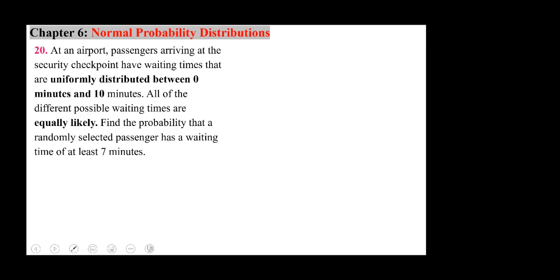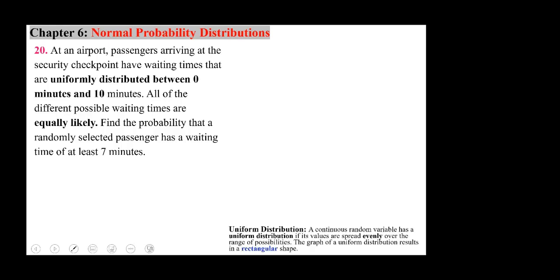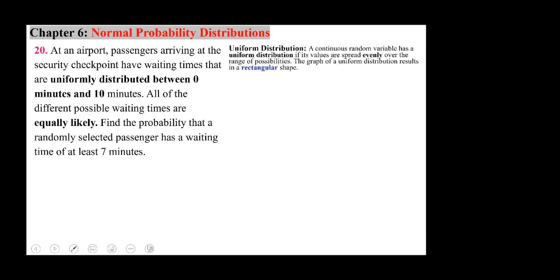First, let's discuss the concept known as uniform distribution. A continuous random variable has a uniform distribution if its values are spread evenly over the range of possibilities. The graph of the uniform distribution therefore becomes a rectangular shape. Properties.